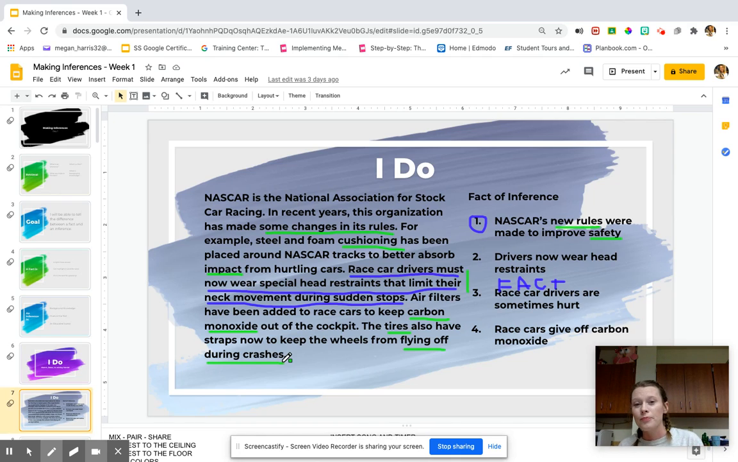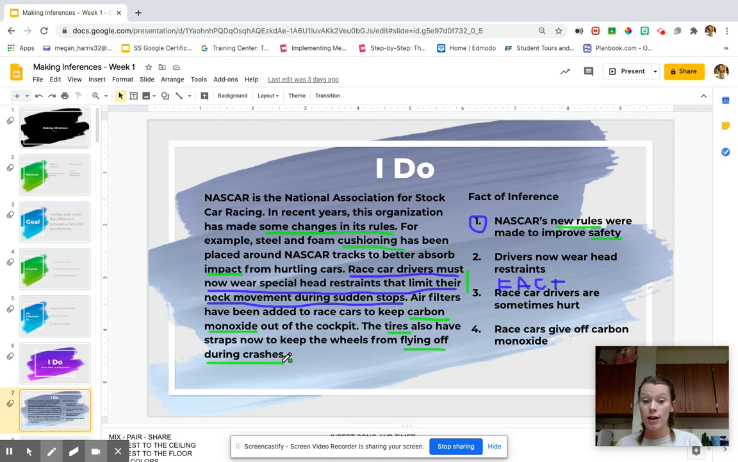But remember, when I make an inference, it's not just about what's in the text, it's also about what's in here, what I know, okay? So I've got to think. They made some changes in their rules. There's cushioning to absorb the impact when they crash. They have to wear helmets because that gets kind of crazy, right? They're driving a NASCAR. There's carbon monoxide, which I know is a deadly gas that if I inhale too much of it, it can kill me. And they're trying to change the tires so they don't fly off when the cars crash. So those are all my text clues. What do I know about those things?